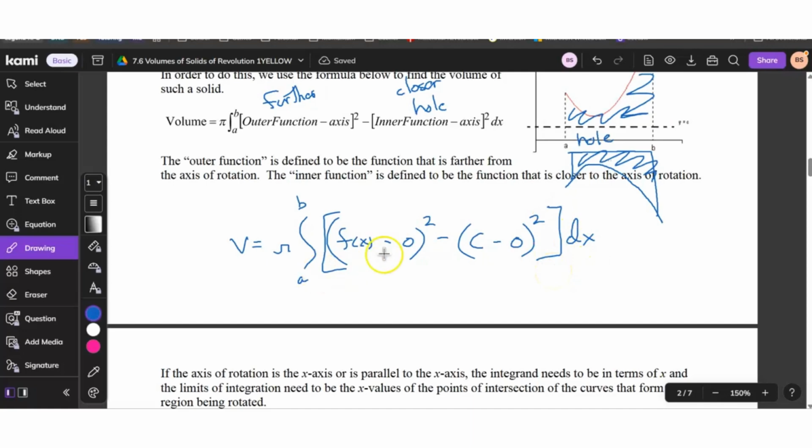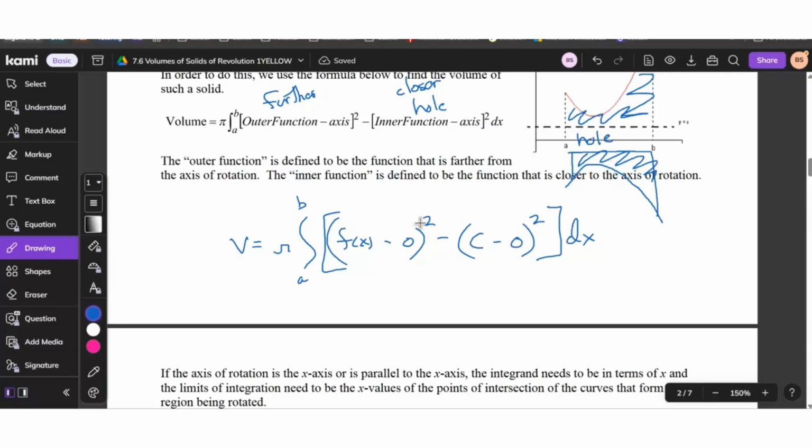So this gives us the entire solid, and this gives us the piece that we remove. Why is it 0? Because it's rotated around x equals 0, so the axis of rotation is 0. If the axis of rotation was y equals -1, I would have to go minus -1. So the radius of the hole, the middle of the hole, is 0. In this case, yes.